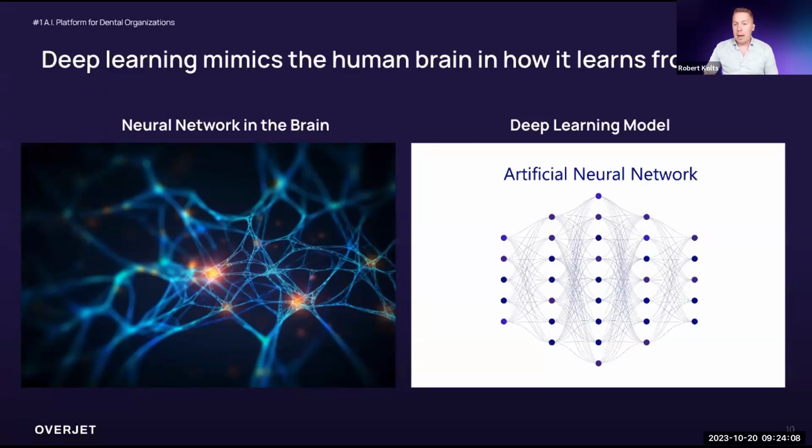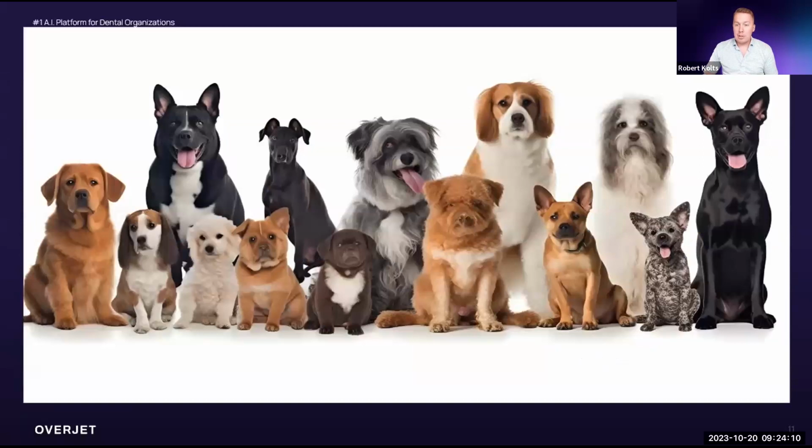It's much harder to do that with something that's harder to describe. So let's use a non-dental example. Let's say I wanted to create an AI algorithm that would recognize if there was a dog in an image. Okay, well, how would I describe the dog if I was going to create an algorithm?